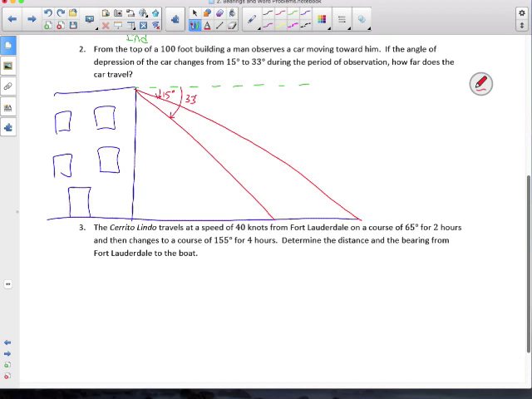Do you remember in the last video I said that angle of depression and angle of elevation are actually the same thing? That's because of alternate interior angles. This dotted line up here and the blue solid line on the bottom, those are parallel lines. So by alternate interior angles, this 15 translates down to here. This is also 15. The 33 is alternate interior to here. So this is 33, and we know this is a 100-foot building. Okay? And our goal is to find this distance right here, how far the car has traveled.